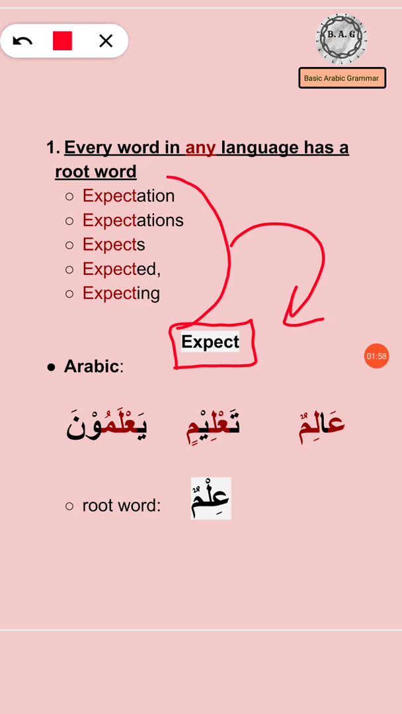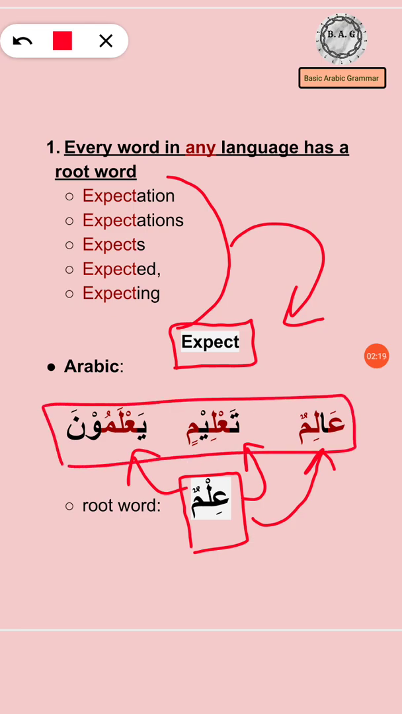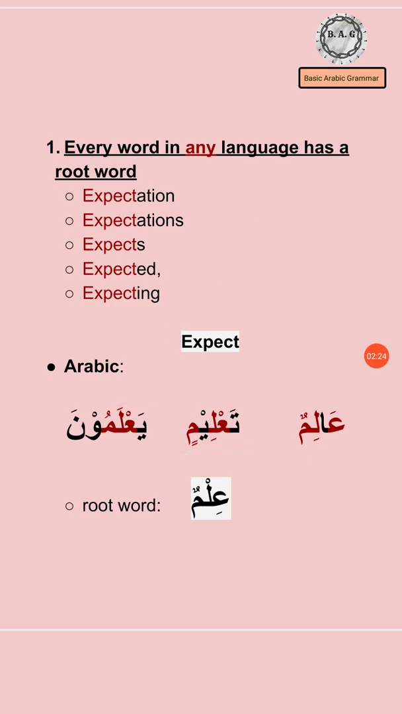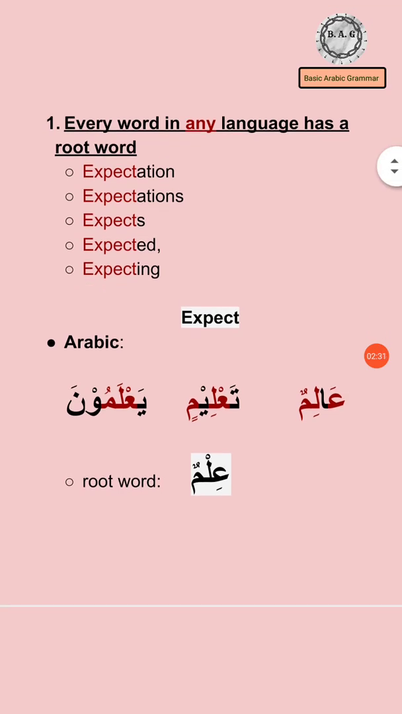Similarly, in Arabic, we have, for example, the root word of ilmun, knowledge. From here, we can derive the word alimun, the one who knows, ta'limin, education, ya'lamuna, all of them know. All right, so these are just a few derivatives that I can form from the root word of ilmun, knowledge.